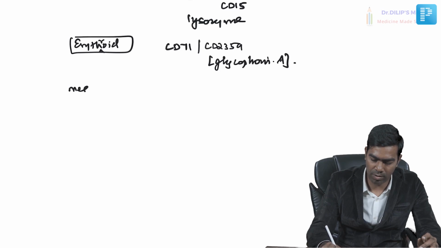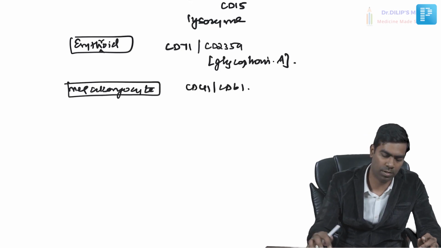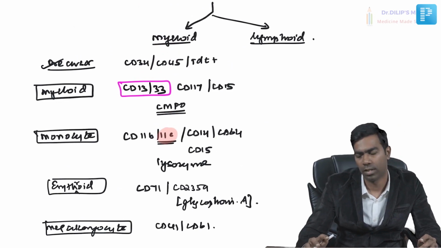Then you have megakaryocytic differentiation. Megakaryocytic differentiation typically shows two markers, that is CD41 and CD61. This will be positive if it's a megakaryocytic blast. Clear? So these are really, really, really important for understanding, because this is the one that's going to tell you, like everything in the future.